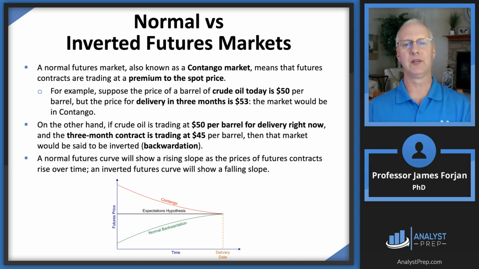Here we go. I mentioned these two concepts of contango and backwardation in that first slide when we were talking about the objectives. All right, let's consider a couple of possibilities here. Look at that first circle point. Let's suppose that the price of a barrel of oil today is $50. So there's the spot price.